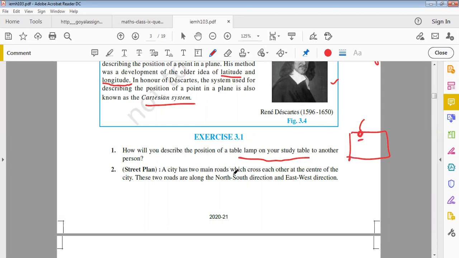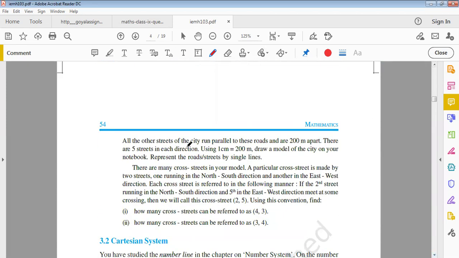Street plan. A city has two main roads which cross each other at the center of the city. These two roads run along the north-south direction and east-west direction. All the other streets of the city are parallel roads, 200 meters apart. There are 5 streets in each direction. Using 1 centimeter for 200 meters, draw a model of the city. You can do that activity. Draw all the parallel lines, then find out where your house is located at the crossing of the lines. I'm just giving an example. You have to do that activity actually.